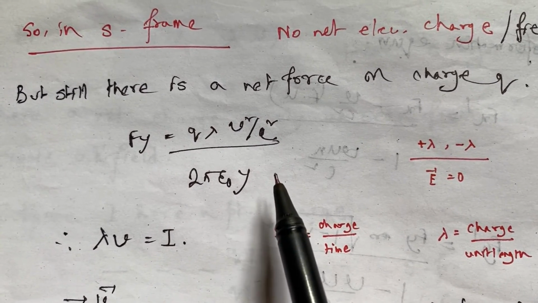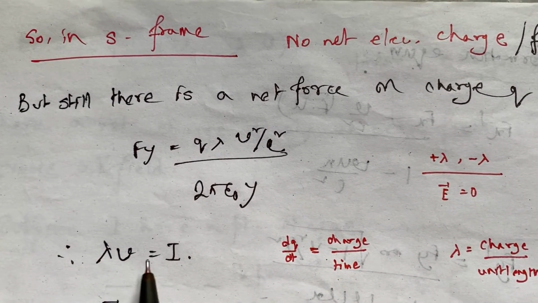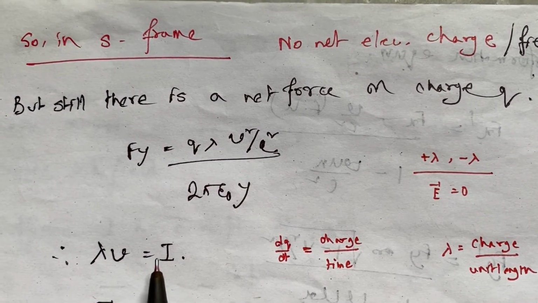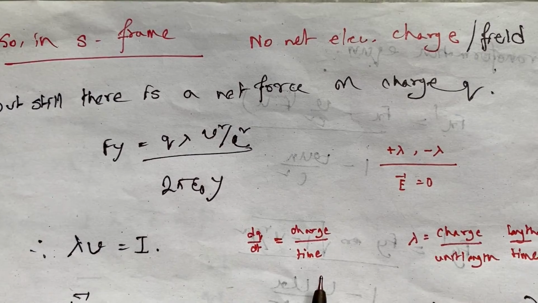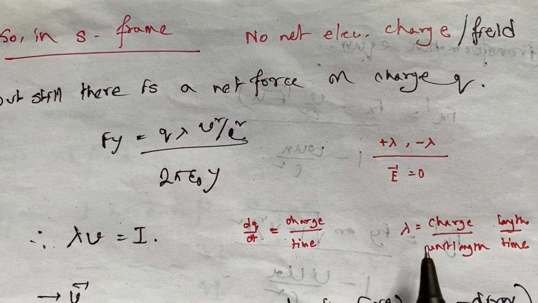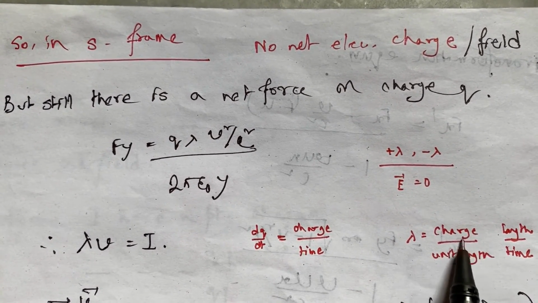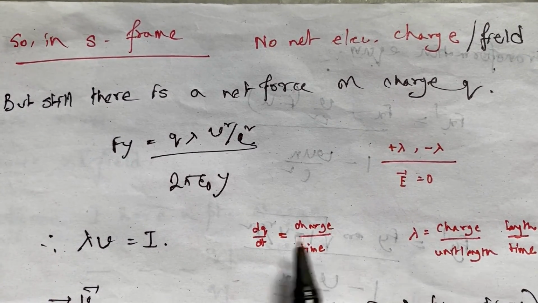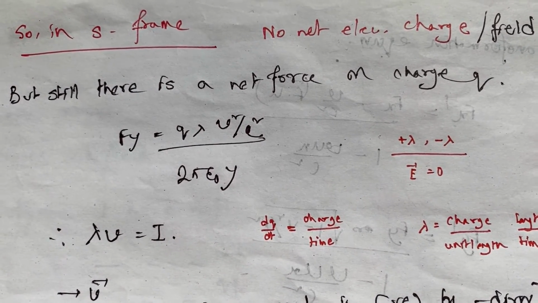The force in the y direction experienced by the small q charge is Fy. And lambda v is nothing but I. Lambda is a linear charge density. I is the current. Current is charge flowing per unit time, because here we are considering some line charges, and lambda is charge per unit length. So lambda into v is charge per unit length times length by time. So here we have that lambda v is equal to the current I.